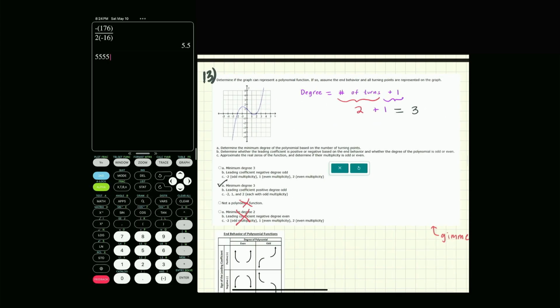But if I was taking a test, I'd count my number of turns, I'd add 1 so I could narrow down my answer choices. Then I would look at the end behavior of the graph, find the corresponding match on my cheat sheet, and that would tell me all the information I need to know as far as leading coefficient and degree.